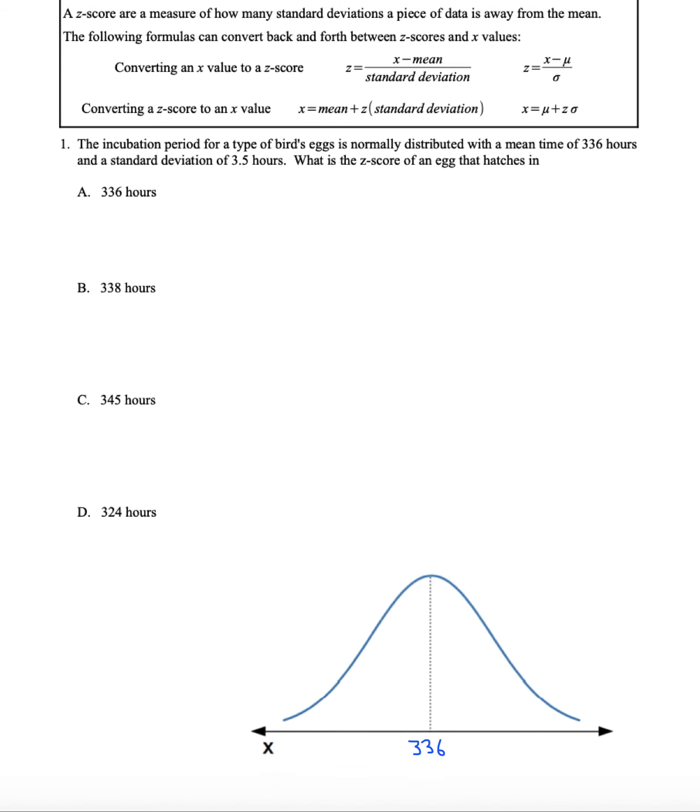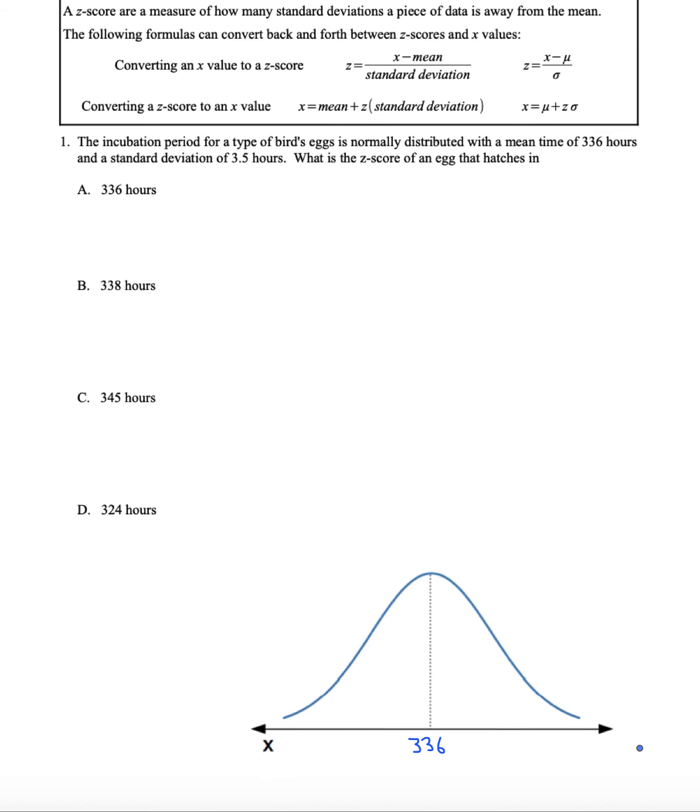And what we'd also like to do is, in addition to the x scale, we also want to make a z scale. And we'll plug into the formula to find out what z value corresponds to 336. The formula says it'll be x minus the population mean divided by the standard deviation of the population.